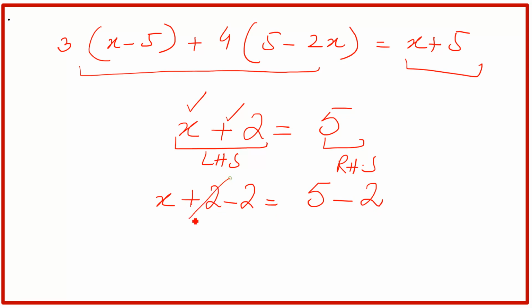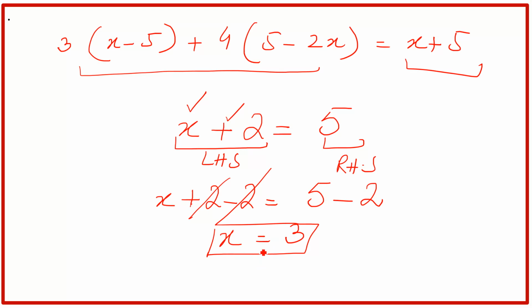This is positive 2, this is negative 2, this will cancel each other, only x is there. So x is equal to 5 minus 2, which is equal to 3. This is the value of x. We have solved the very simple linear equation.